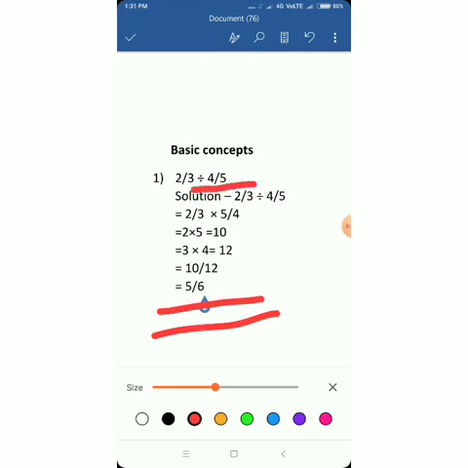Like this we will solve all the questions where a division sign is in between. We will change the division sign to a multiplication sign and we will write the reciprocal of the number, like 4 upon 5 will become 5 upon 4. Okay, like this you will solve.